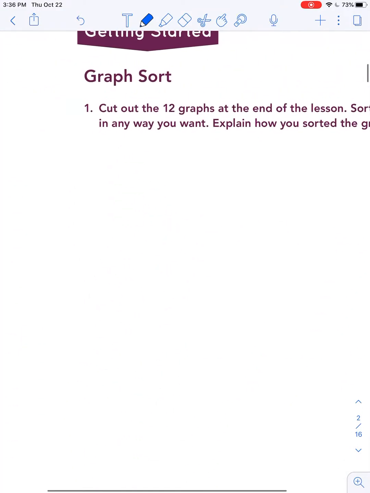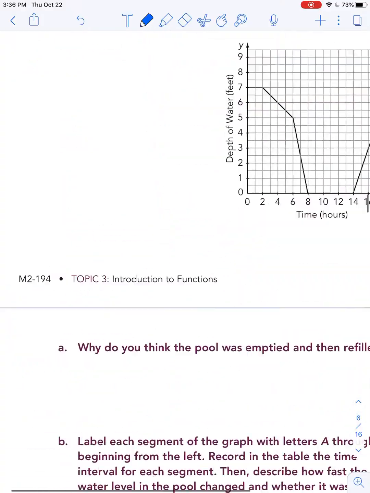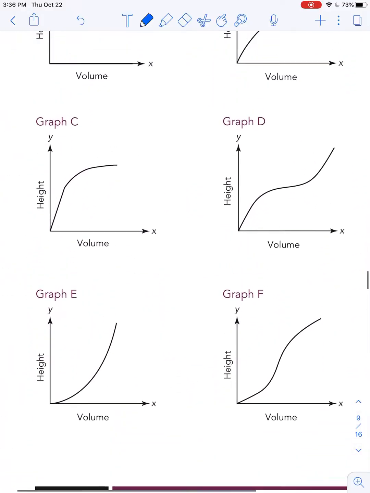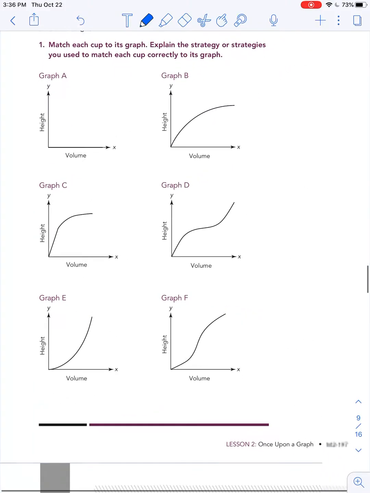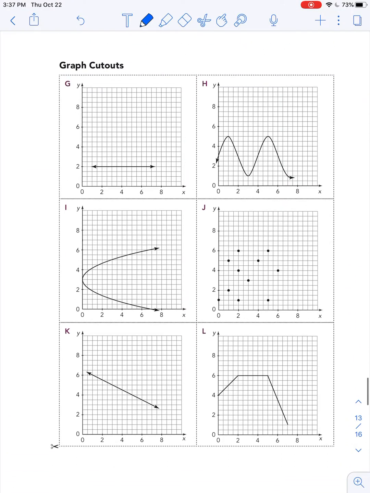Okay, so the next thing we're going to do is you're supposed to cut out the graphs at the end of the lesson and then sort them. And so I know I have to go all the way to the end here. So here are some graphs. Oops, wrong graphs. There they are. So we would look at these graphs, and then we would look at these graphs. And you're supposed to decide what groupings you would want them in.